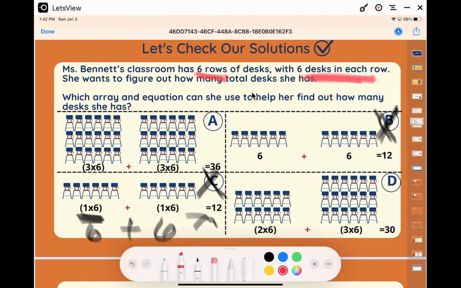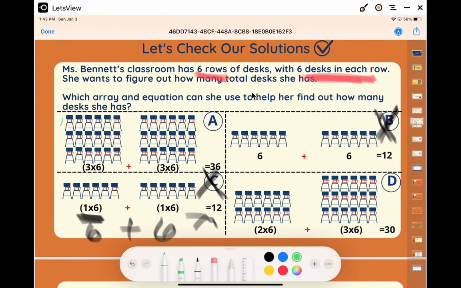So what I'm going to do is add and figure out which would give me the same number of rows and columns that Miss Bennett has. Well, if I count my rows in A, it has 1, 2, 3 rows, 4, 5, 6. Let me use a regular pencil, guys. That's a little messy. Let's do that again. All right.